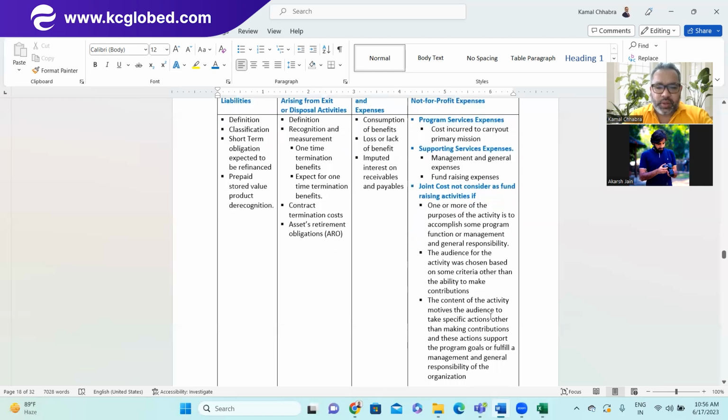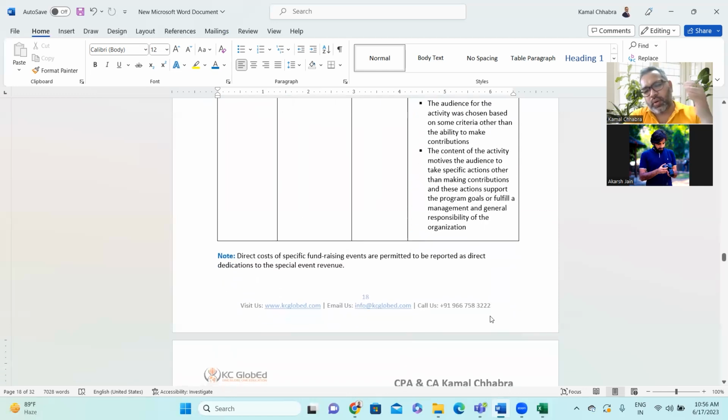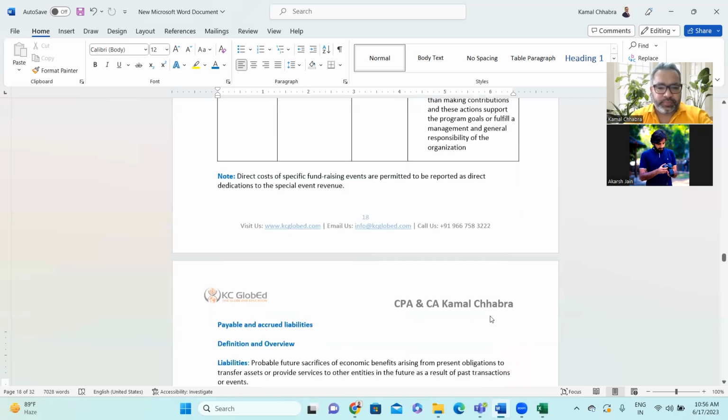Direct costs of a specific fundraising event are permitted to be reported as a direct deduction from the special event revenue. So that's very much implied.